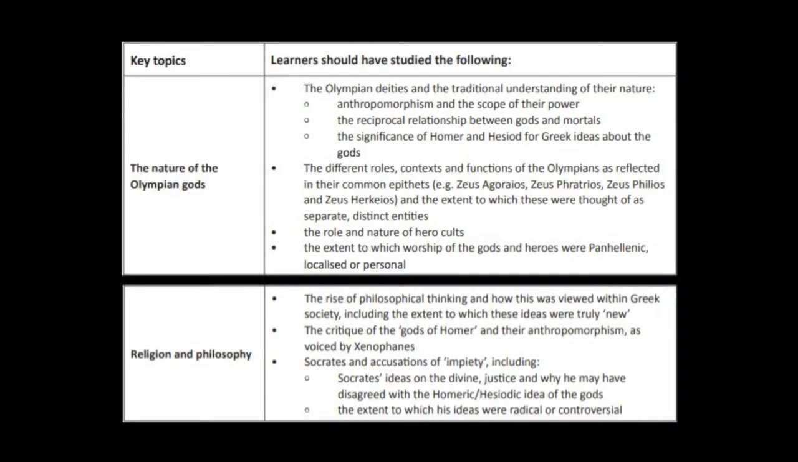Okay, returning again to the outline for the module. One of the things you have to teach your students is the different roles, contexts and functions of the Olympians as reflected in their common epithets, but also the extent to which they were thought of as separate, distinct entities, as in whether Zeus Agoraeus, Zeus Fratrius, Zeus Philios, Zeus Hercaeus, how much were they thought of as separate, distinct entities? How much were they thought of just as different parts of Zeus, parts of the same god, or separate?